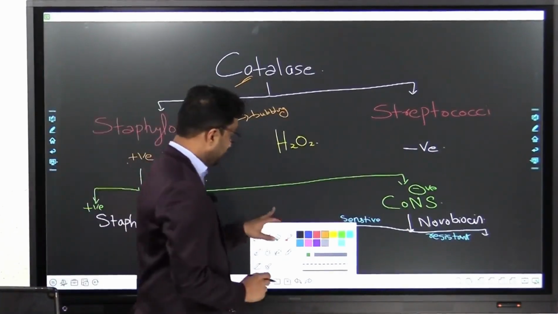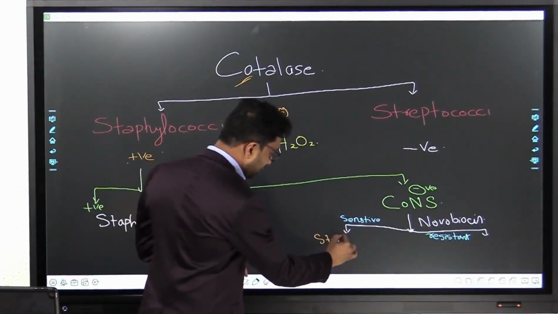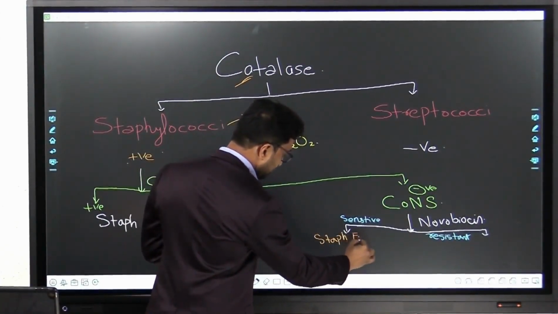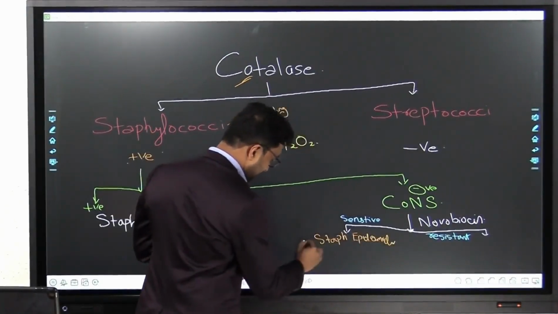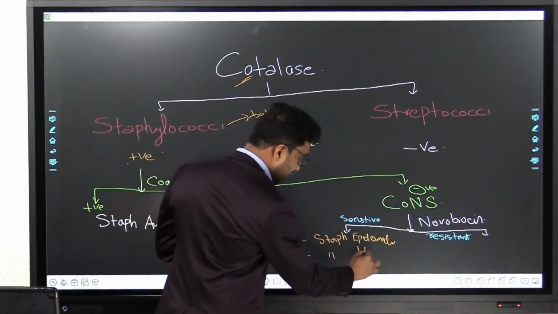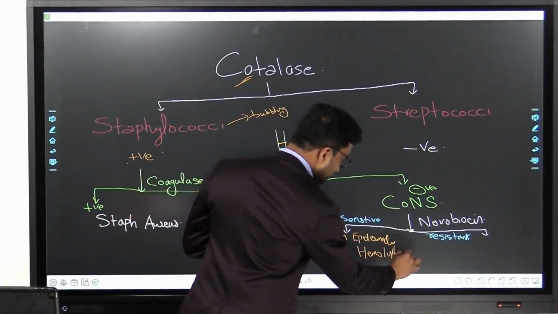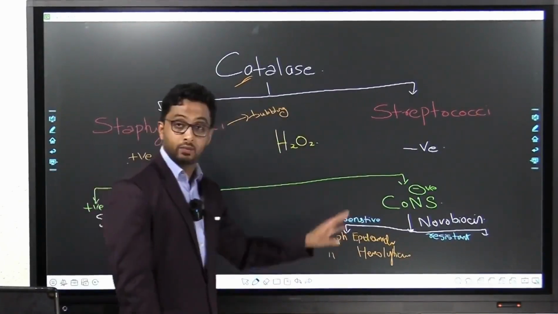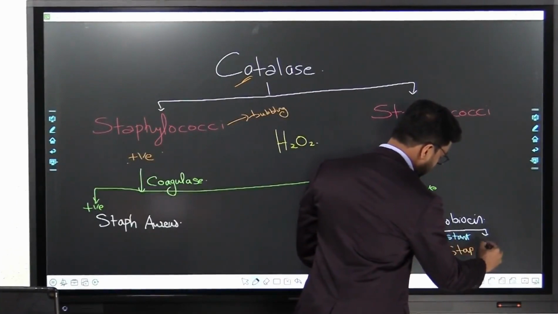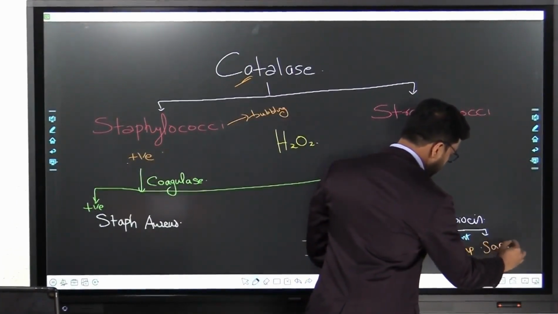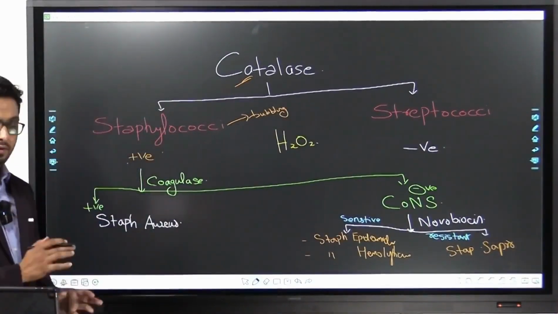Novobiocin sensitive organisms are Staph epidermidis and Staph hemolyticus. And on the other side, which is resistant, it is Staph saprophyticus. Now, this chart is very, very important.